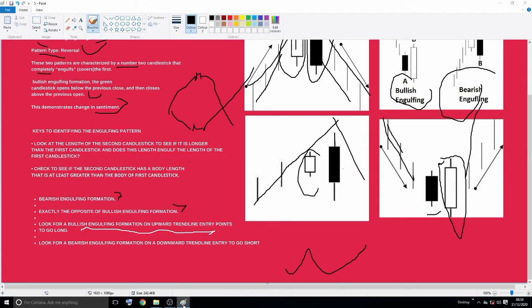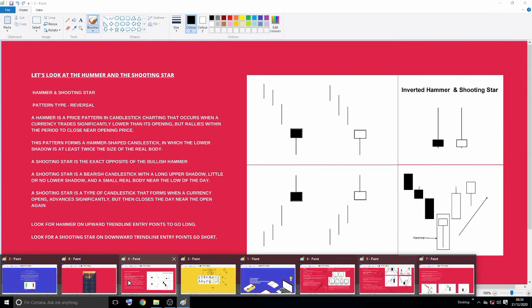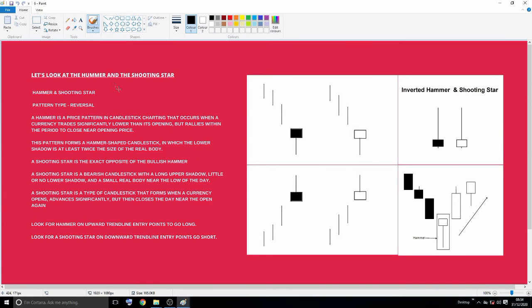So let's check other patterns, and then let's look at the hammer and the shooting star.